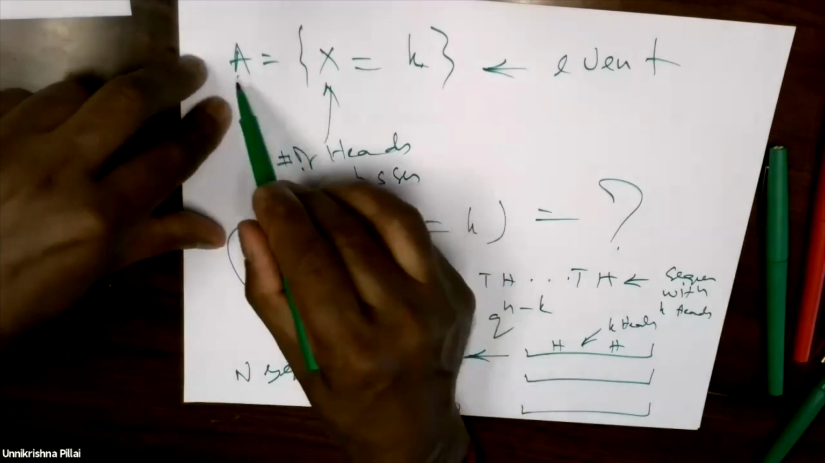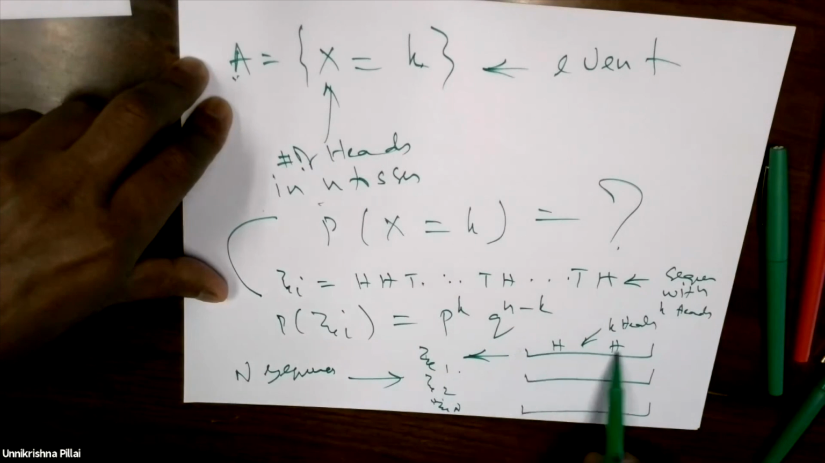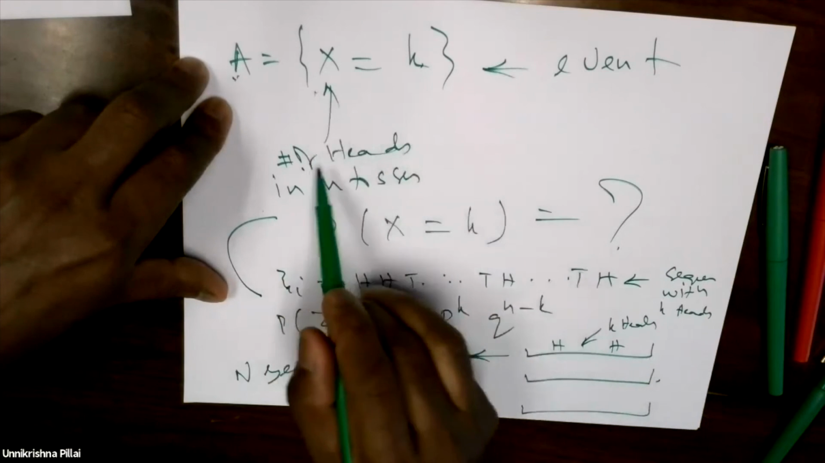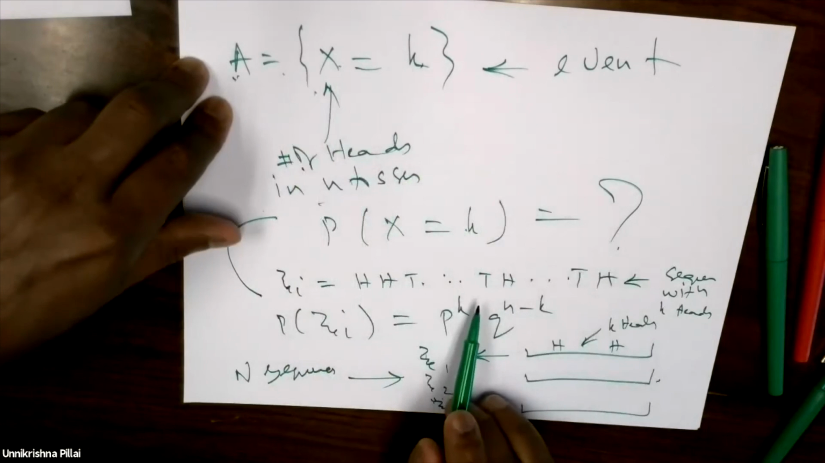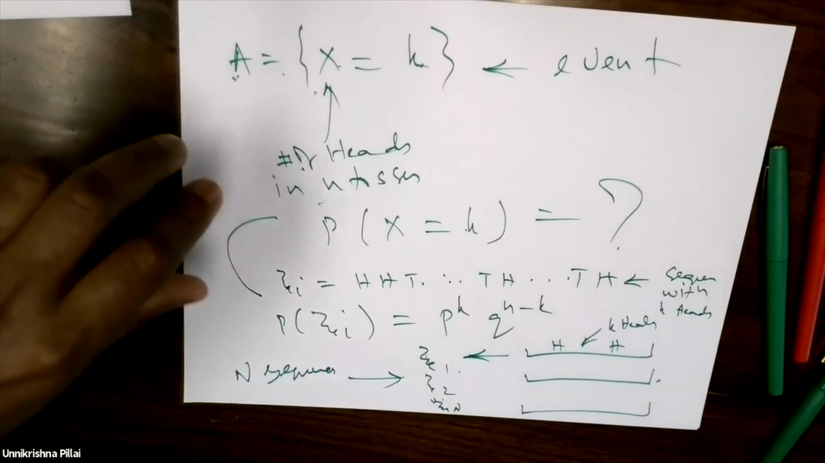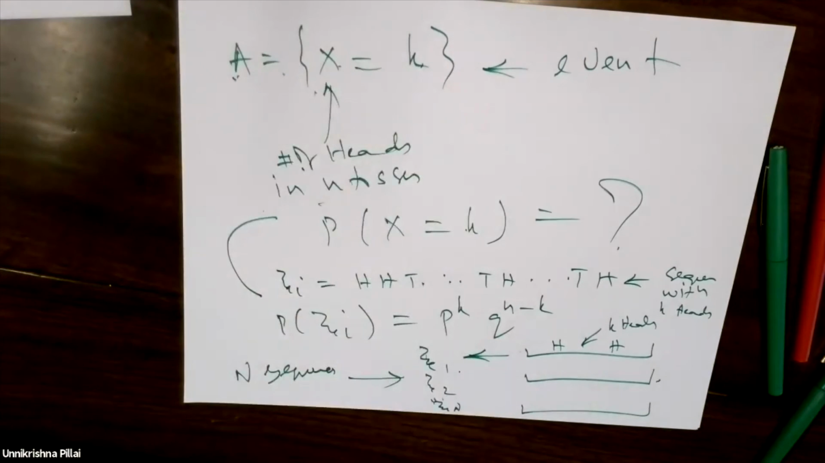Anybody, how do you relate this event A to these events? These are specific events with k heads. Here what we are asking is, what is the probability of getting k heads in n tosses? How do you relate this complicated event A to these simpler events whose probabilities we know? The union of all those events. Alright, so that's the big step.